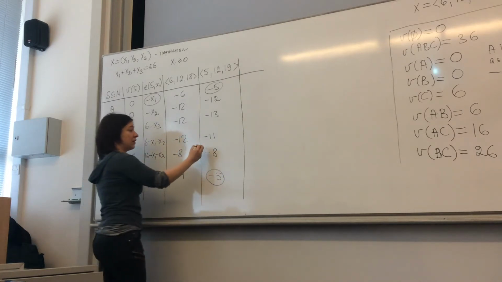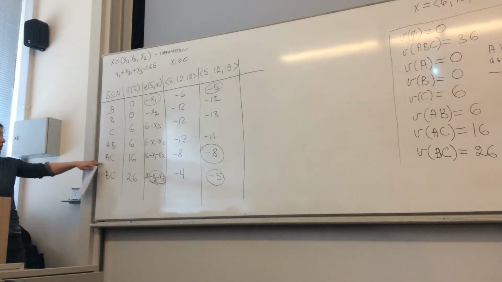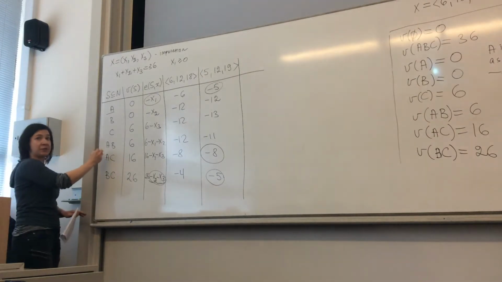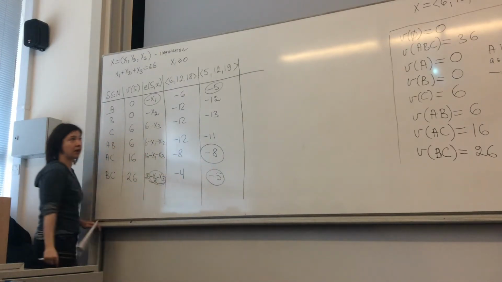So we now look at the next one. And that's the coalition of A and C. So now I'm looking to improve on the payment of these two guys so that the excess goes down.